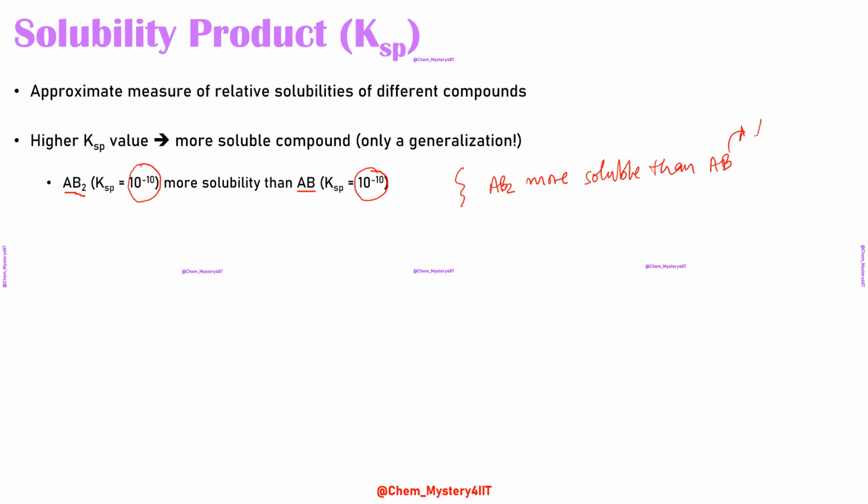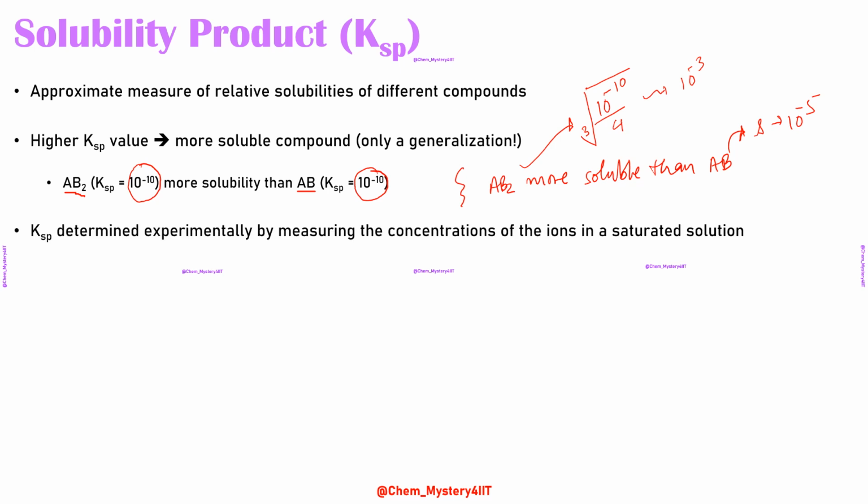AB will be having its solubility somewhere 10 raised to power minus 5, and AB2 is going to have its value of KSP as 10 raised to power minus 10 divided by 4, cube root of that. So that turns out somewhere 10 raised to power minus 3. This is more soluble in comparison to another one. So that was the case.